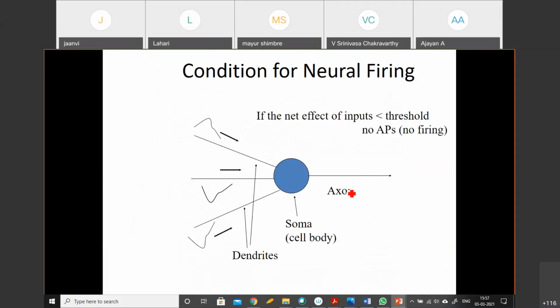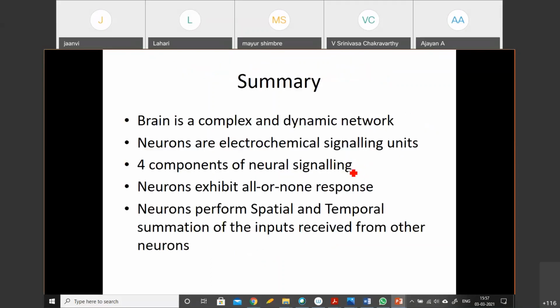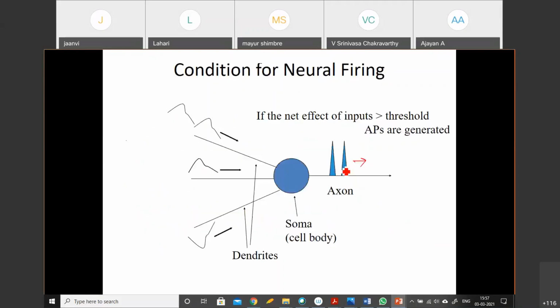So this is in summary, right? What happens if a neuron gets inputs from many other neurons? If the negative inputs dominate, like in this case, the voltage doesn't cross threshold. The net effect of all the input is less than the threshold, so no action potentials. If the net effect of all these inputs is greater than the threshold, then the neuron gets excited and produces action potentials. So this is a summary description of how a neuron works.